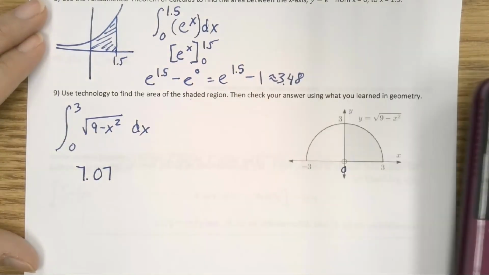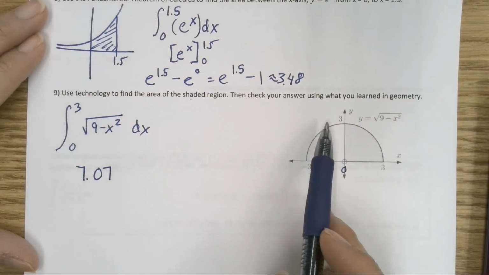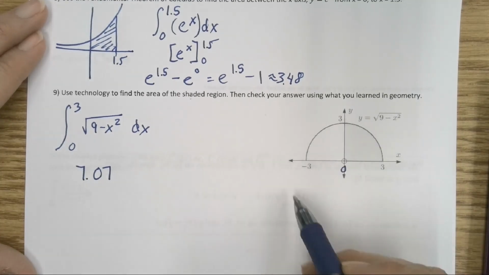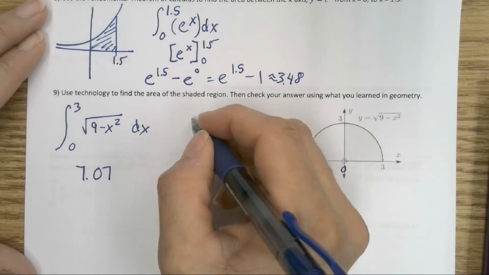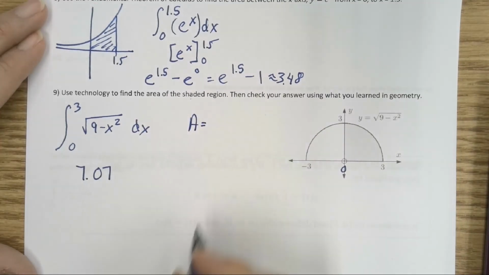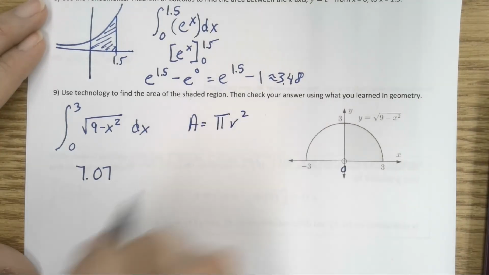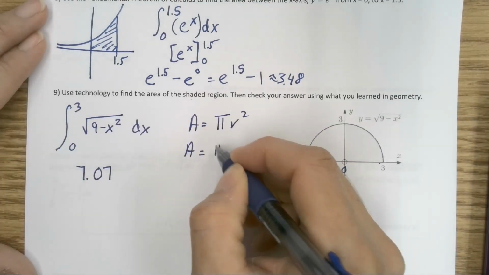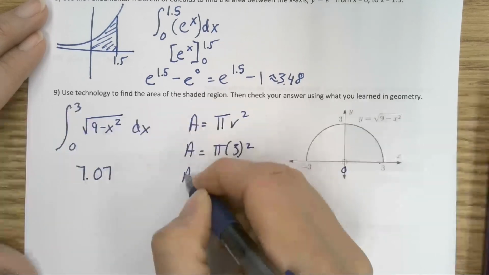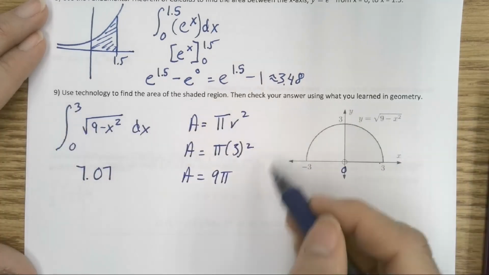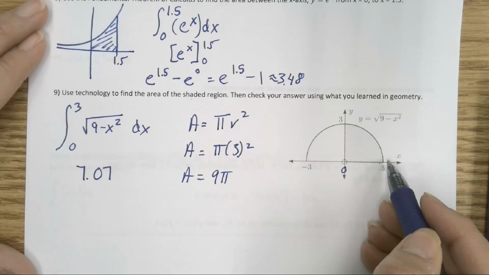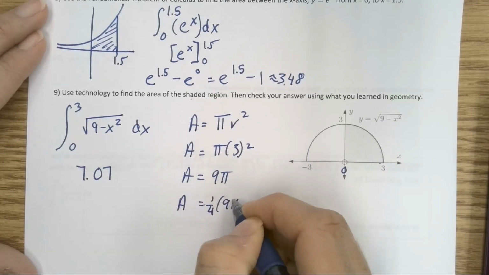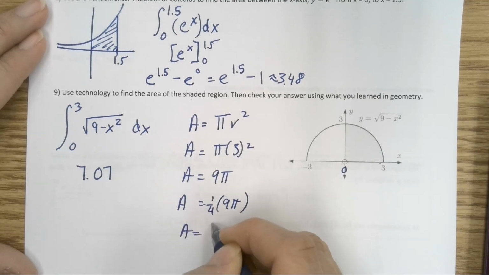So this problem is asking us to check our answer based on what we learned in geometry. So this is actually a quarter of a circle. So if we just go back to our basic geometry formulas, the area of a circle is pi r squared, and this has a radius of 3. So we would have pi times 3 squared, or 9 pi for the full circle, but we're only looking at a quarter of that. So we really only want 1/4 of 9 pi, or 9 pi over 4.